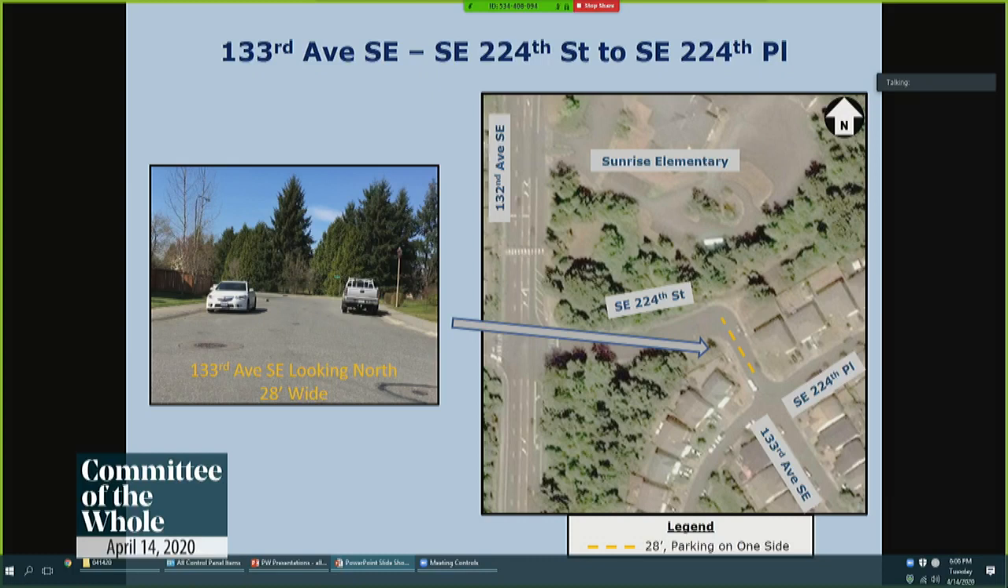This is just a very short segment of street. If you're looking at the aerial photo, to the west is 132nd Avenue Southeast, and north of this area is Sunrise Elementary School. And this is just a very short segment between Southeast 224th Street and Southeast 224th Place. The police department has noted people parking on the inside of that curve, in the middle of the screen, and asked us to restrict parking on the west side of the street in that short segment. The street is 28 feet wide, so we would allow parking on the east side of the street. Any questions or comments?